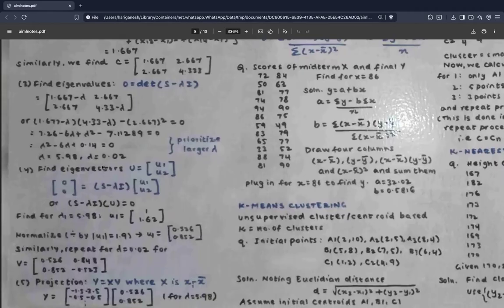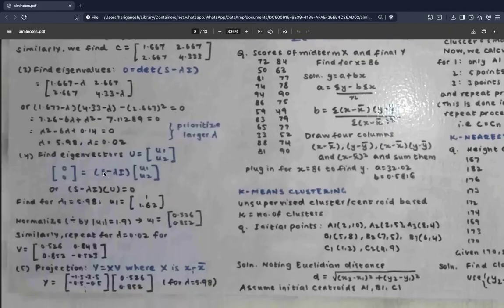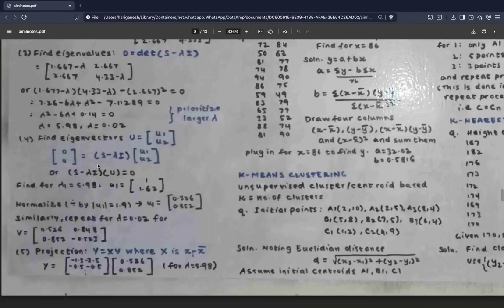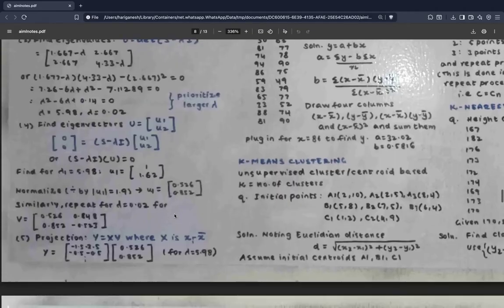The next step is to find the eigenvector for this. The eigenvector is defined as u1, u2 as a column vector. The equation here is 0 equals S minus lambda I times the eigenvector. For this, we get the value of u1 as 1 and 1.62. Since these are the values, we have to normalize them. The way we do this is we divide each of these elements by the magnitude of the vector. The magnitude of the vector is given by the root of 1 squared plus 1.62 squared, which is 1.9. We divided both of those and got these values: 0.526 and 0.852.